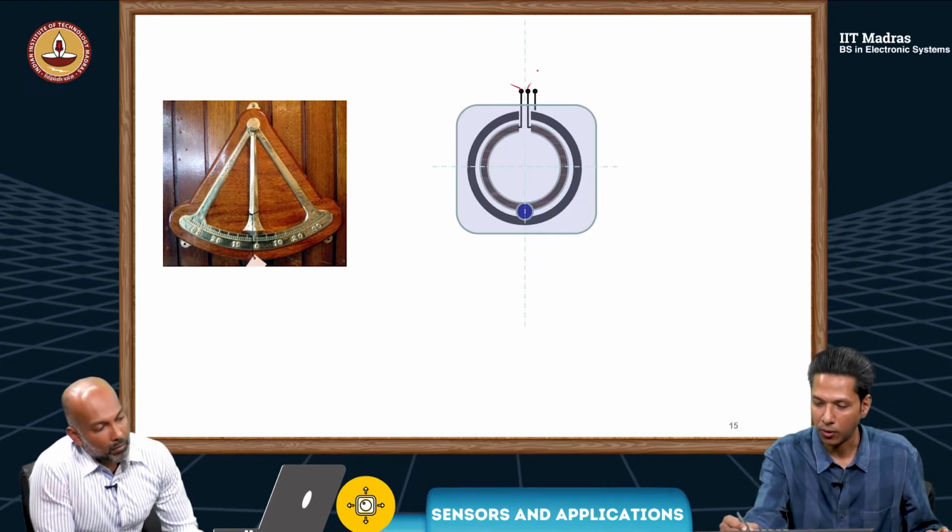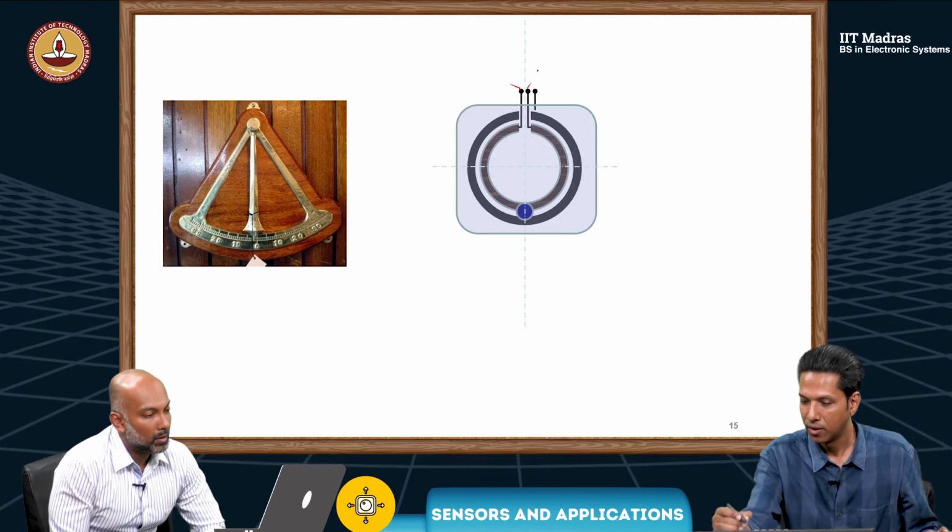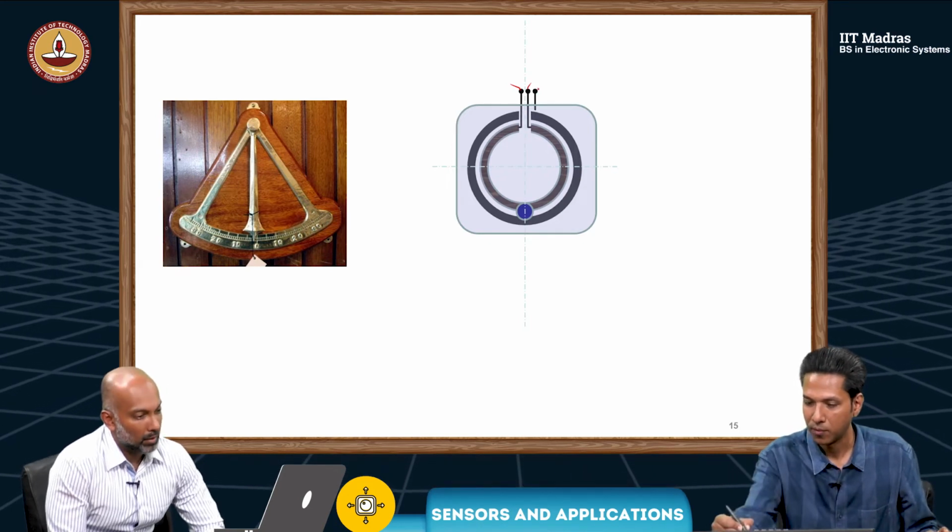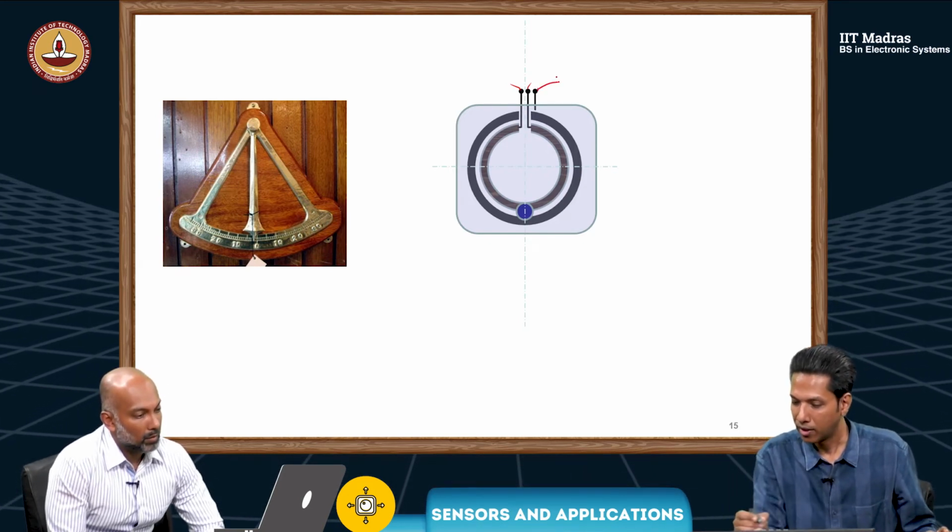These two are used for supplying the voltage. This is used for the measurement. And the ball is here.